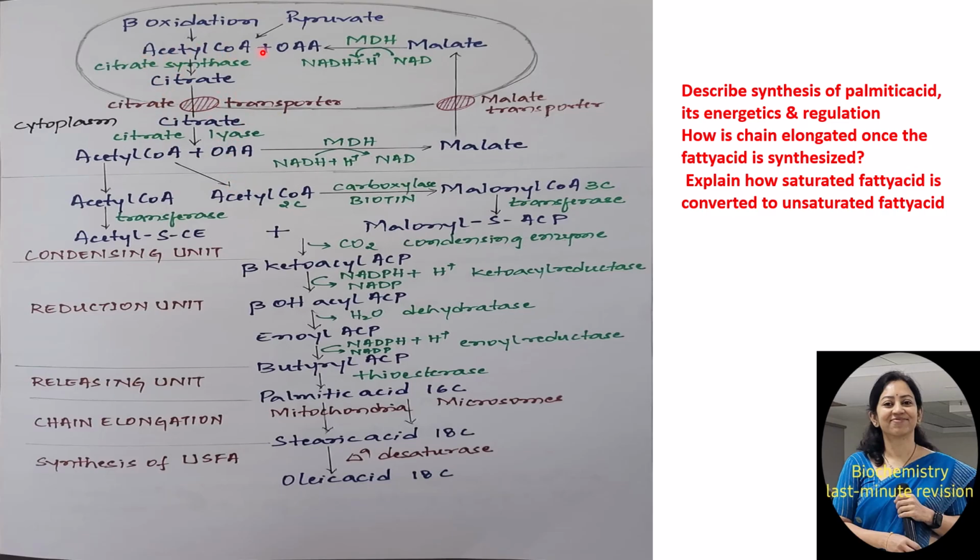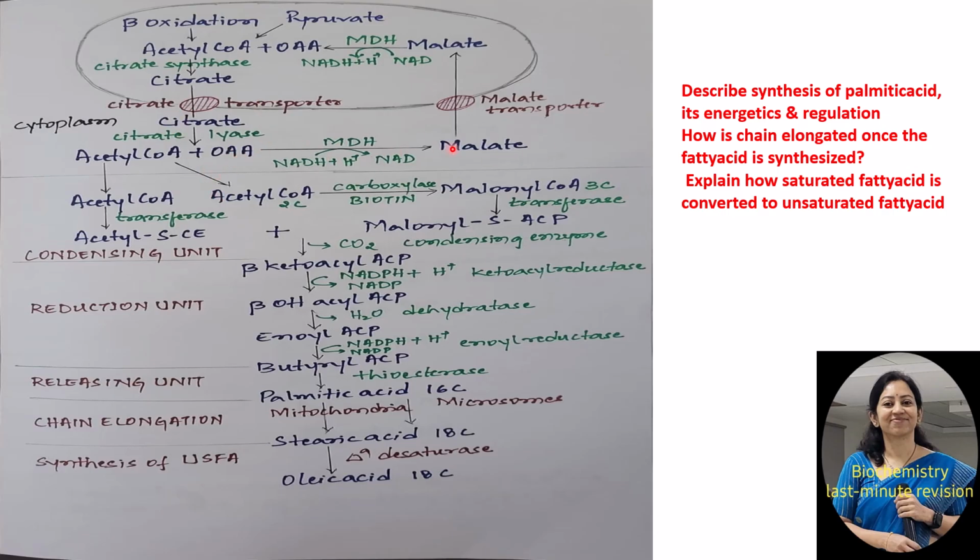So, this acetyl-CoA combines with oxaloacetate to form citrate, catalyzed by the enzyme citrate synthase. And this citrate has got a transporter in the mitochondrial membrane. So citrate comes out of the mitochondria into the cytoplasm. Now here it undergoes lysis with the help of citrate lyase enzyme back to acetyl-CoA and oxaloacetate. Now this oxaloacetate gets reduced to malate with the help of malate dehydrogenase enzyme, because oxaloacetate cannot go back to mitochondria as there is no transporter available for oxaloacetate.